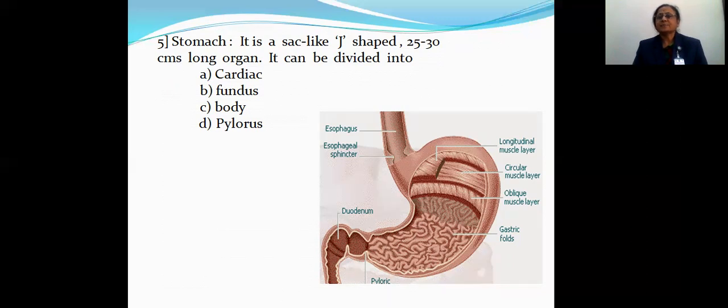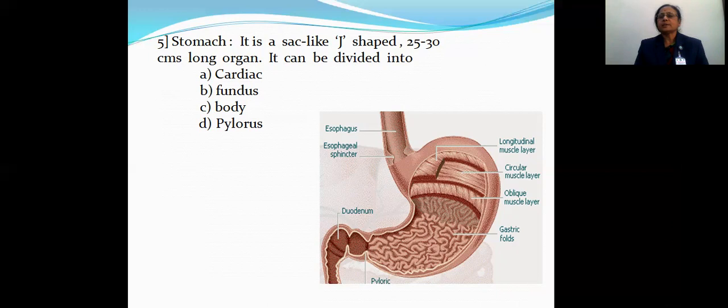Here cardiac sphincters are present. The last part is known as pylorus, where pyloric sphincters are present. Now what is the function of these sphincters? Due to these sphincters, when food enters the stomach, digestion and mastication take place. Different juices and enzymes come here and digestion of food takes place. The wall of the stomach bears gastric glands, and these gastric glands secrete gastric juice. It is helpful for digestion.